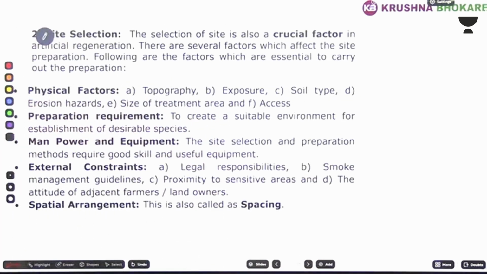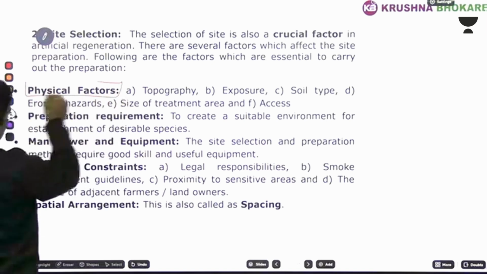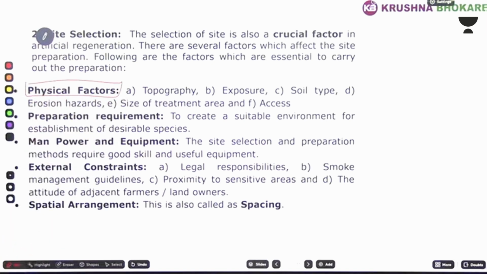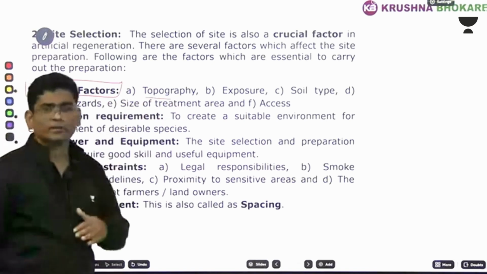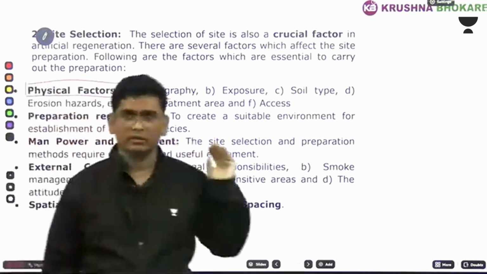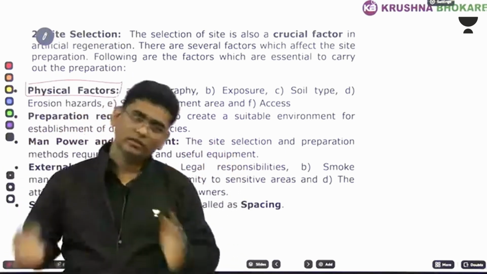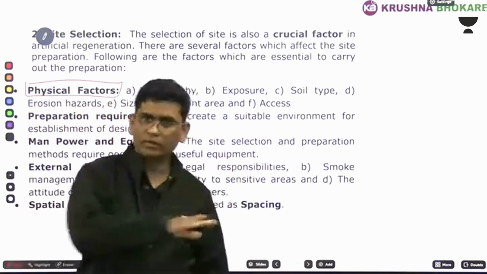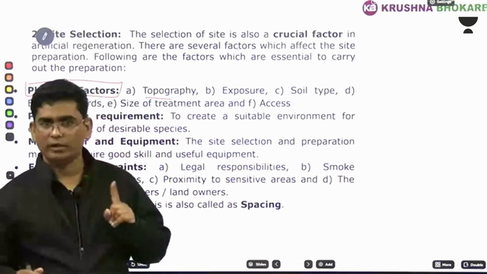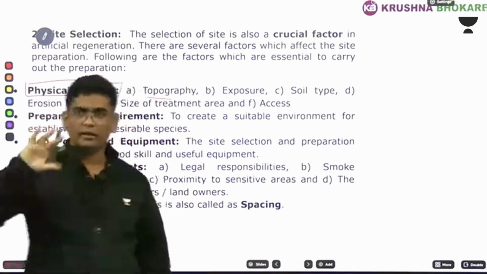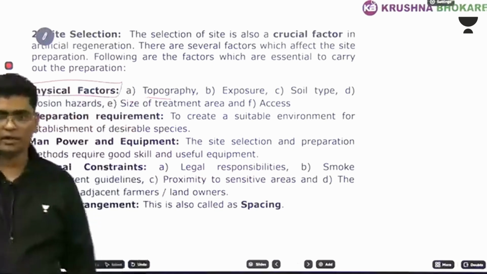Site selection is also a crucial factor. Regeneration, okay, several factors affect site selection. Physical factors, topography. If the topography is undulating, don't select tall trees, otherwise they will fall down. If your topography is plain, then you can select tall trees. In the case of undulating land, trees are mostly bushy type or of less height.